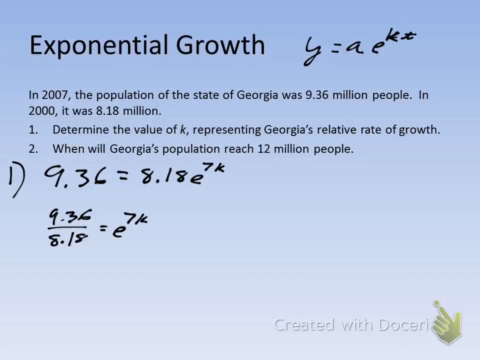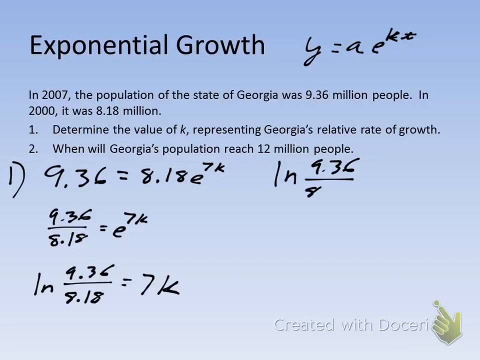Natural log to both sides. So natural log of 9.36 over 8.18 equals 7K. Going over here, natural log of 9.36 divided by 8.18, the natural log just flips, like the E flips. Natural log of 9.36 over 8.18, all over 7, equals K.